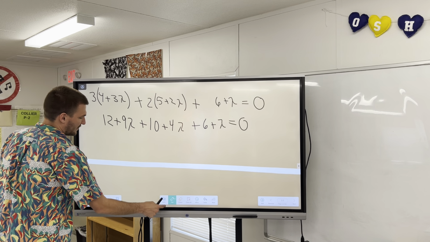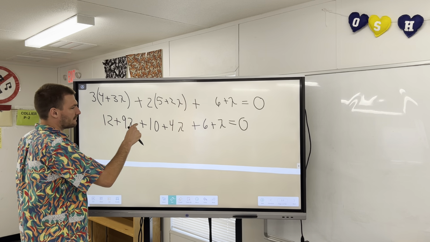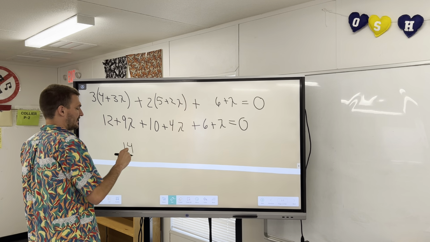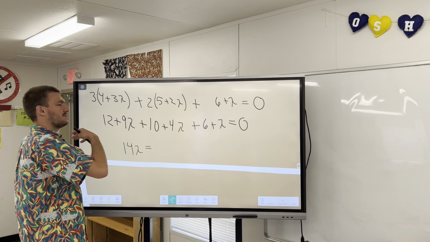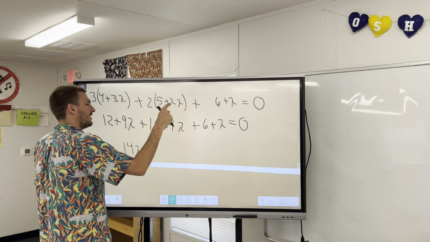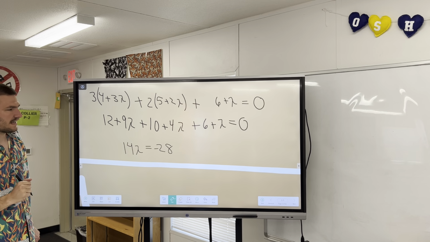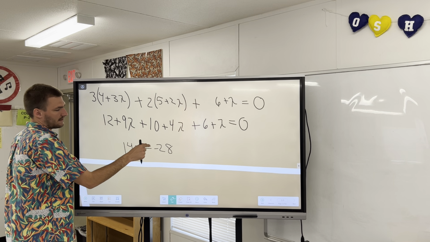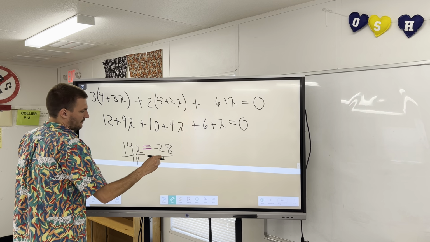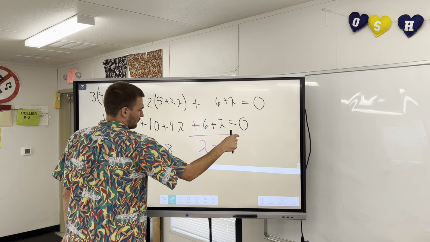Really running out of room here, but finishing up, combining like terms, I've got 9 lambdas, 4 lambdas, and 1 lambda. That makes 14 lambdas. I'm going to subtract 12, 10, and 6 to the other side. That's 28, and it's negative when it goes to the other side of the equal sign. Don't lose your equal sign. Make sure you keep track of where it is. Finish by dividing by 14 on both sides, and I get that lambda equals negative 2.